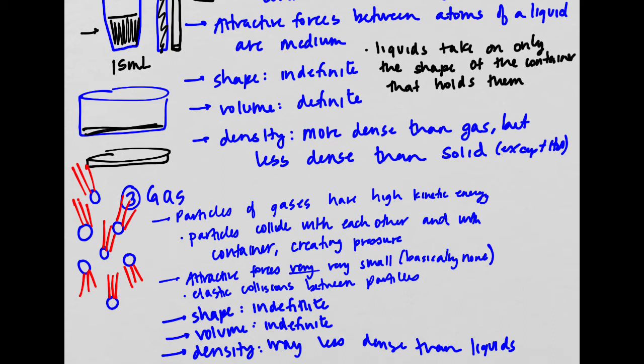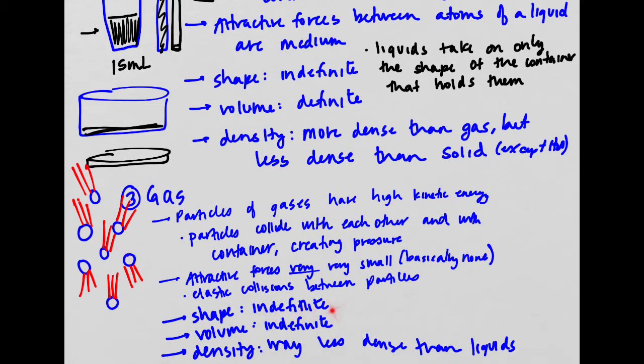Then we have gas. Gas is our third state of matter. Gas particles have higher kinetic energy than do liquids or solids. The particles collide with one another and the container, and this is what creates pressure. There are no attractive forces, or they're very, very small. We say basically no attractive forces between gas particles. So when they collide with each other, they have an elastic collision, meaning they run into each other and they bounce off perfectly. There's no sticking and sliding around each other like with liquid particles.